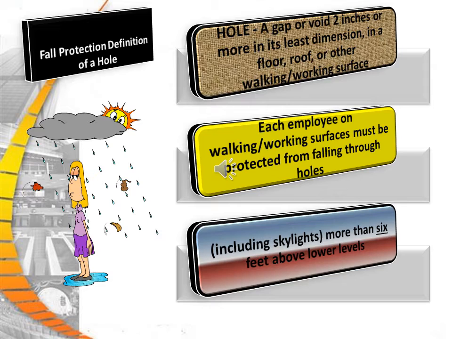A hole is a gap or void 2 inches or more in its least dimension in a floor, roof, or other walking working surface. Each employee on a walking working surface must be protected from falling through holes, including skylights, more than 6 feet above lower levels.